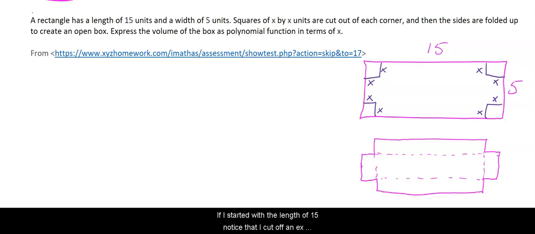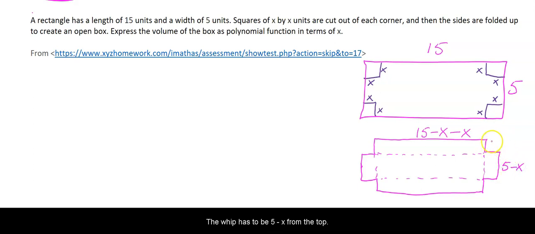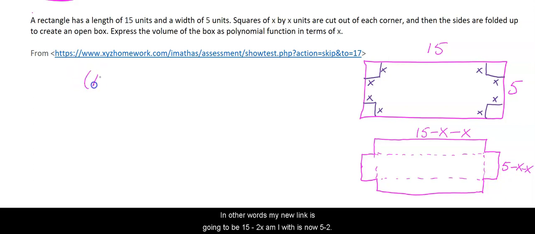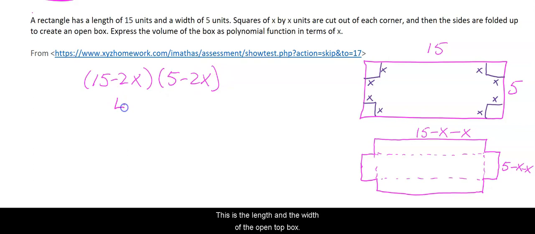If I started with a length of 15, notice that I cut off an x from each end. So this must be now 15 minus x from the left end minus another x from the right end. The width has to be 5 minus x from the top and minus another x from the bottom. In other words, my new length is going to be 15 minus 2x, and my width is now 5 minus 2x. This is the length and the width of the open top box.